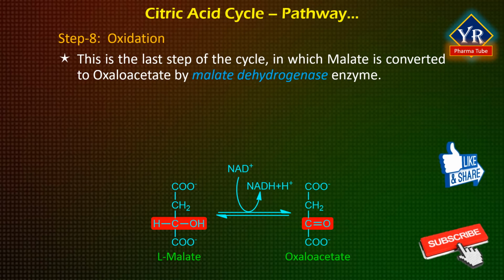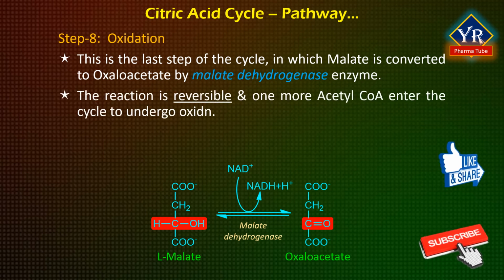In this step, malate is converted to oxaloacetate by a NAD+ dependent malate dehydrogenase enzyme. Malate dehydrogenase catalyzes the oxidation of the hydroxyl group in malate to a carbonyl group, yielding oxaloacetate. For the third time in the citric acid cycle, an oxidation by a dehydrogenase provides hydrogen ions and electrons for the reduction of NAD+ to NADH and hydrogen ions. The reaction is reversible and one more acetyl CoA can enter the citric acid cycle to undergo oxidation.